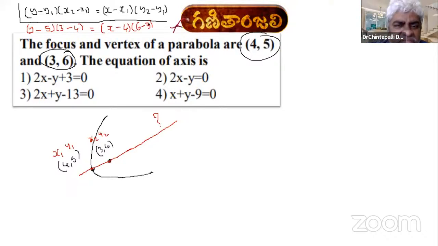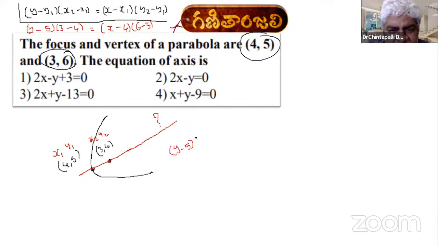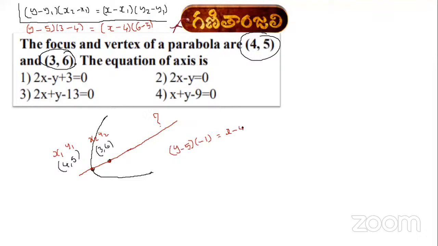Let's continue the equation here. y minus 5 into minus 1 is equal to x minus 4 into 1. The option is the fourth, sir.